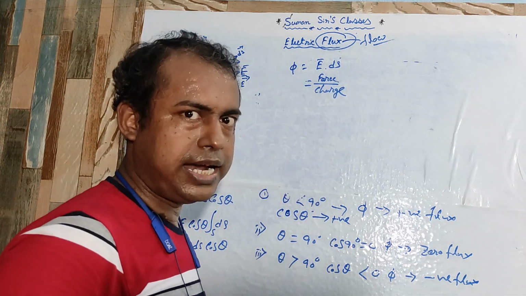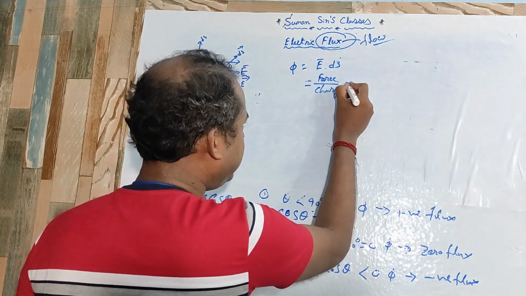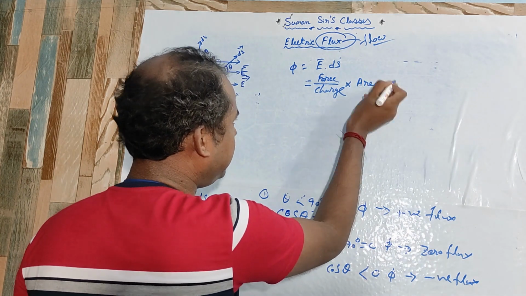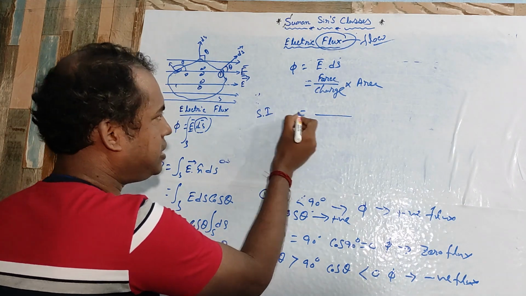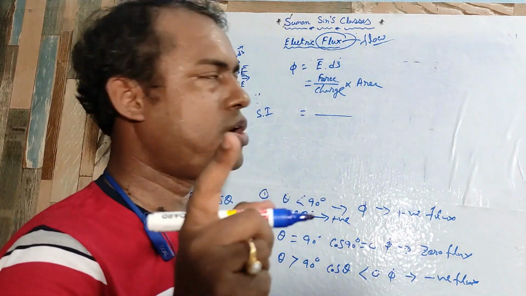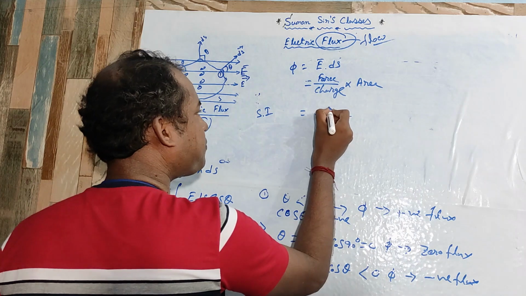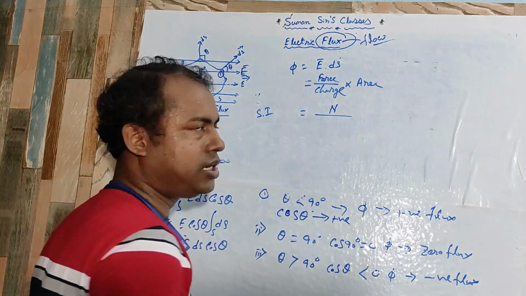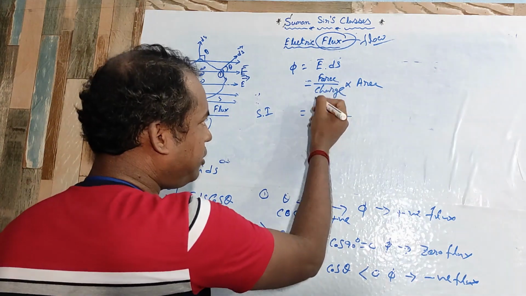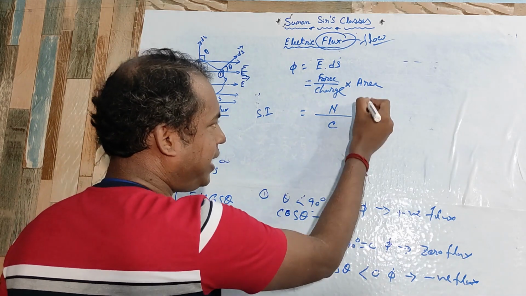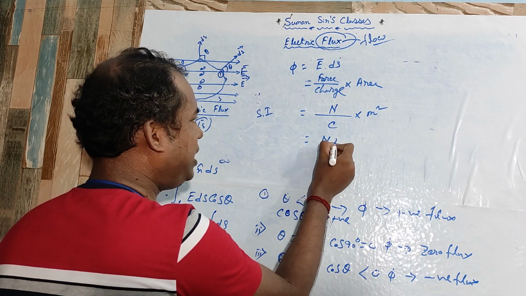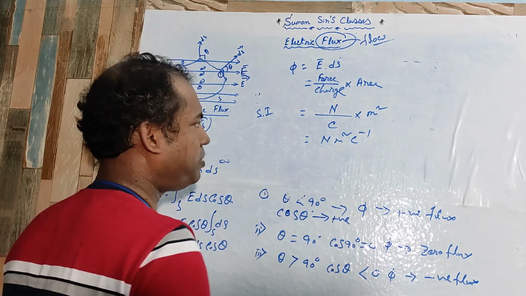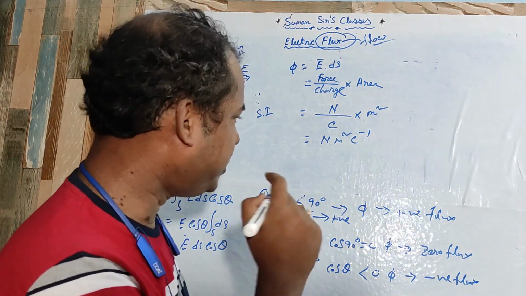And what is ds? ds is the area. So it will be written in the form that is equal to area. Now if I want to find out the SI unit, what is the SI unit of the force? Force SI unit is the Newton. Charge SI unit is the Coulomb, and area SI unit is meter square. So it may be written in the form Newton meter square Coulomb to the power minus 1. So this is the SI unit in this case.